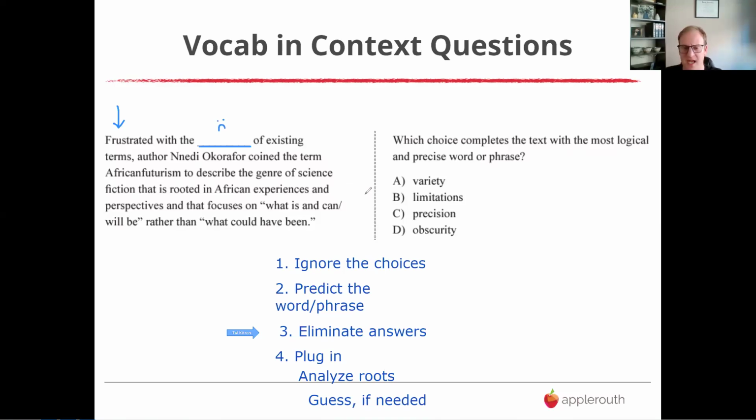So then I say, well, it's not going to be something positive like variety. I'd eliminate that. Precision is also positive. Down to these two, I don't really know obscurity, but limitations works well, so I'd be comfortable picking it. And the reason obscurity doesn't work is because that means something that is not commonplace, right? A little bit odd or not commonly found is obscure.